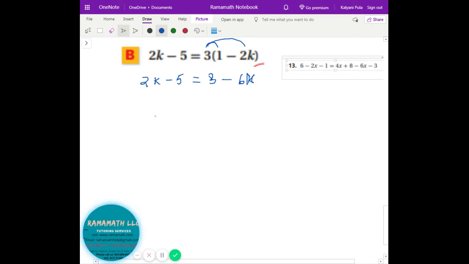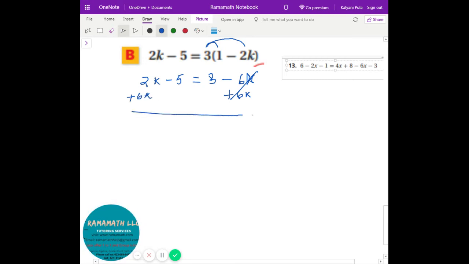Then you can look at which one is the smaller variable. What do you think, Avi? 2k or negative 6k? Which one is smaller? Negative 6k. That's right. Since negative 6k is smaller, I'm going to add 6k, because the opposite of negative is positive, right? So I'm going to add 6k here and add 6k here.